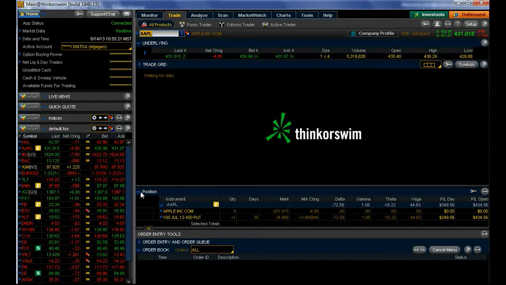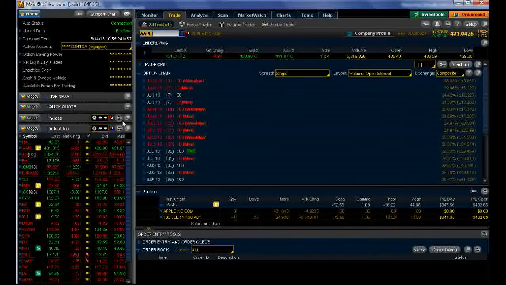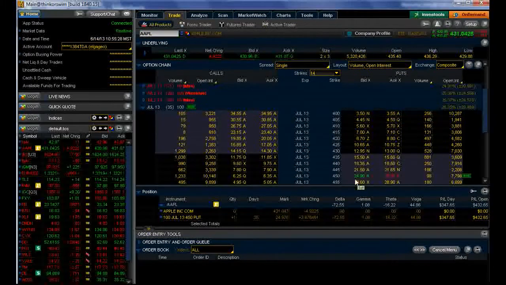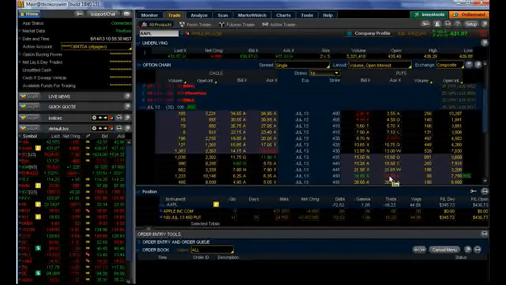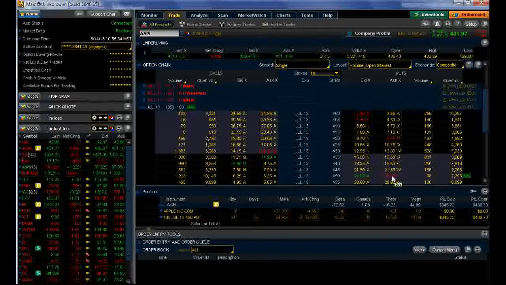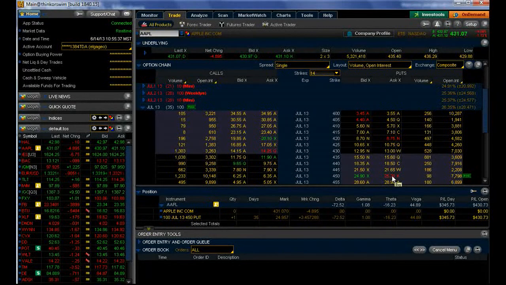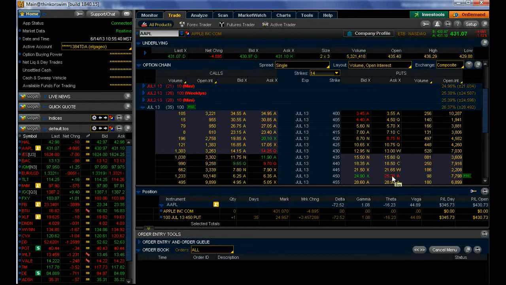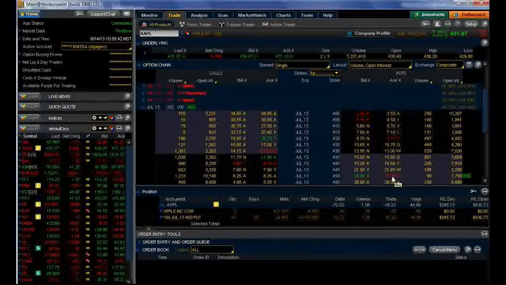And here's Apple, and you can see it brings up the position down here. We bought the July 450 puts. Now they've gone deeper into the money since we got them, and this is a more in the money style of trade. But these options are going for about $25.